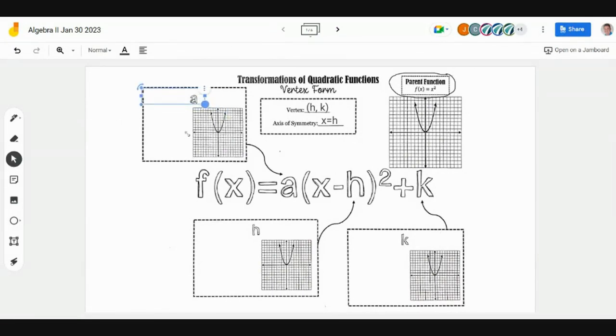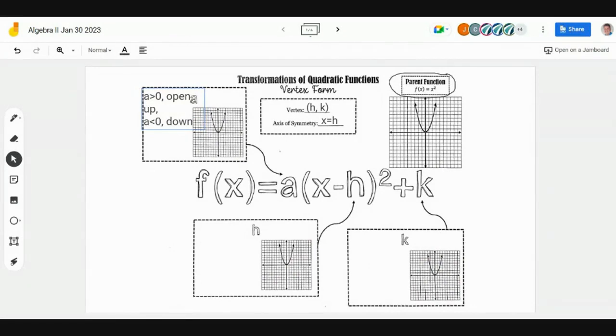So if the a is greater than 0, it will open up, like this right here. If the a is less than 0, then it goes down. So you reflect it over the x-axis.